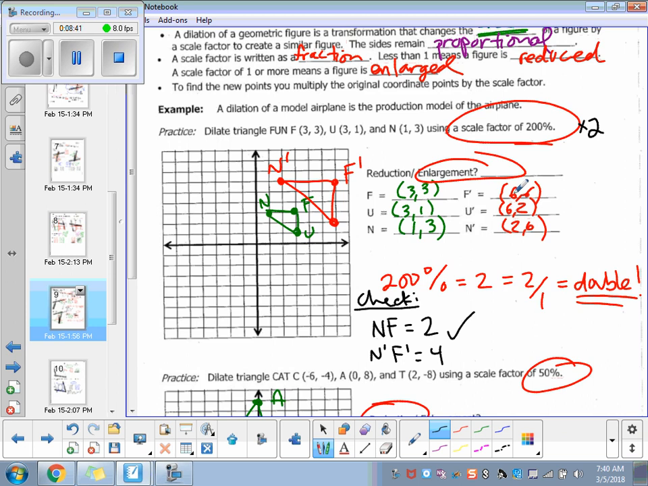So 3 times 2 is 6. 3 times 2 is 6. 3 times 2 is 6. 1 times 2 is 2. So all we're doing is taking each of these points and multiplying them all by 2 to get each of these prime points. Now to check that our shape is actually doubled, I'm just going to take one of the side lengths, NF, and in the pre-image, this side length was 2 units long. Now if we double that by a scale factor of 2, here it's 4 units long, and we can check from N prime to F prime that it is in fact 4 units long. So that's how you can enlarge a figure on the coordinate plane.